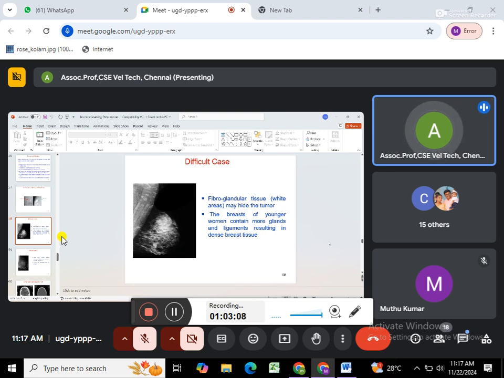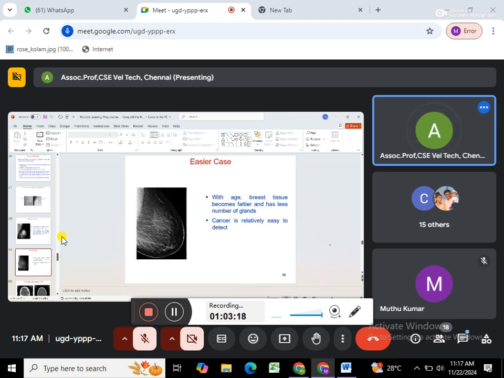The younger woman has more glands and more ligaments. Then we can say dense breast tissues. Identification of cancer is more difficult there, with respect to aging, right? With aging, breast tissues may become fattier and there are fewer glands. Cancer is relatively easy to detect when compared to the younger one. Aged people can be identified easily because the number of glands is reduced and it is relatively easy to detect.